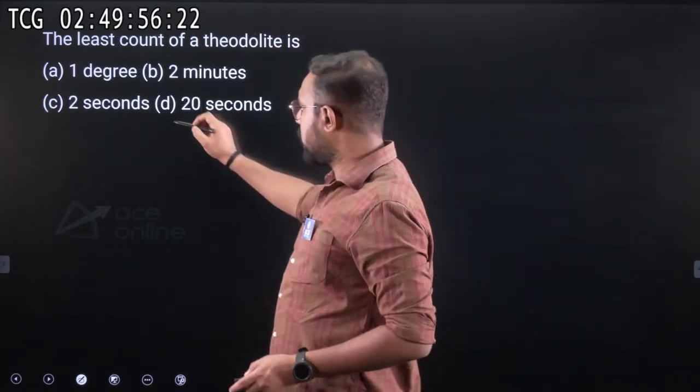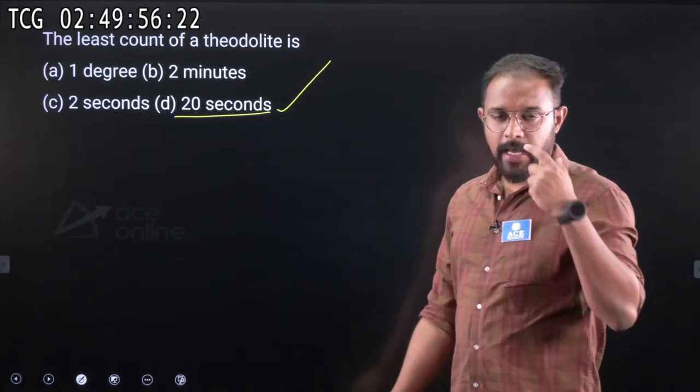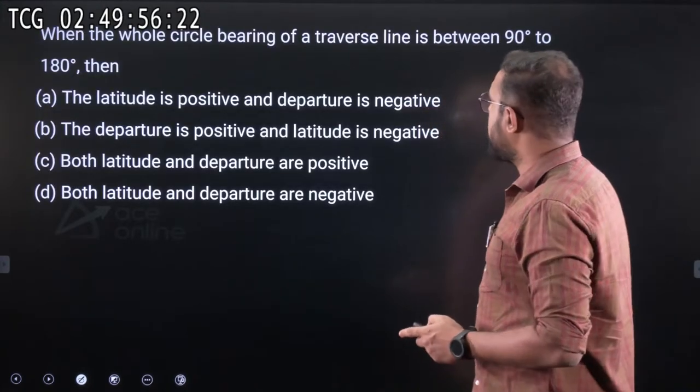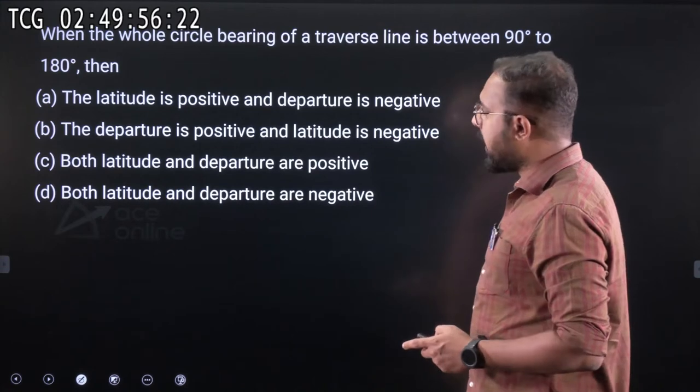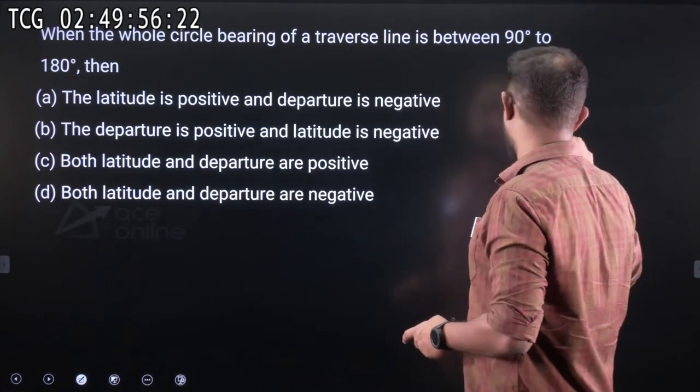Least count of a theodolite. Remember standard value 20 seconds. Vernier theodolites can measure only up to 20 seconds. Right. When the whole circle bearing of a traverse lies in between 90 and 180, the latitude is positive, departure is negative. So they are asking for latitudes and departures.